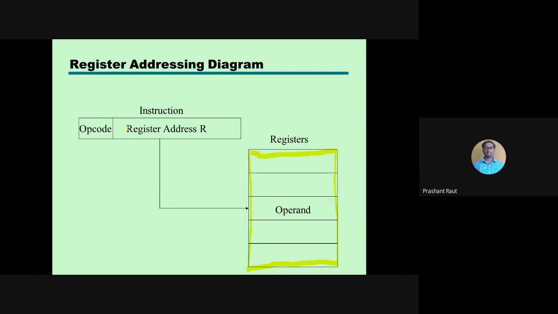Using register addressing mode, the operand is held by the register. So register R holds the operand. We get the content of R, navigate to this R, and at this R register you will get the operand. So we have this set of registers, 1, 2, 3, 4 and so on. Out of all these registers, the R register contains the operand.